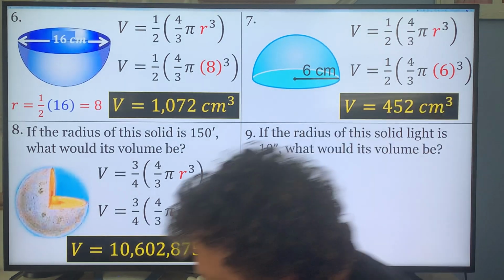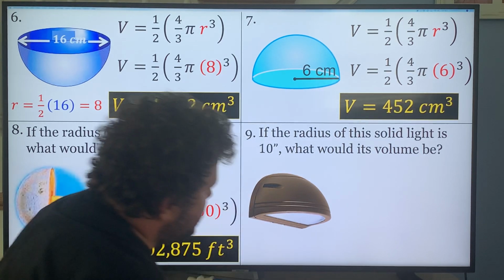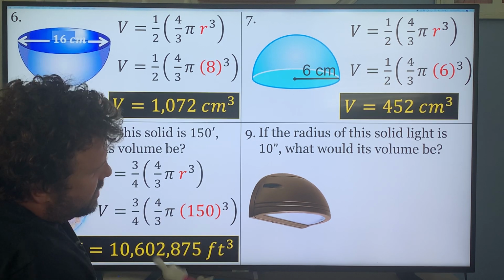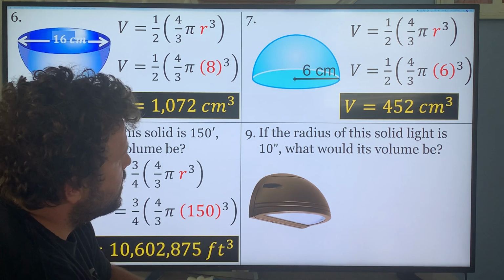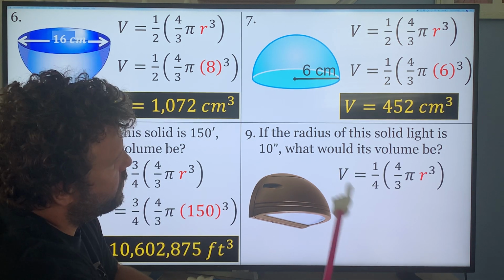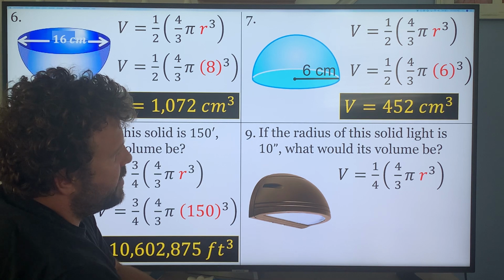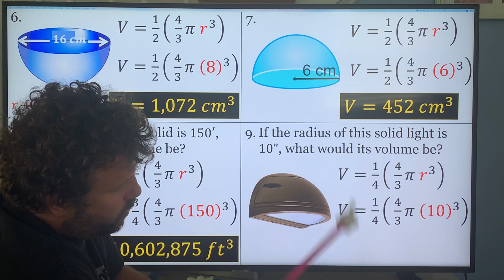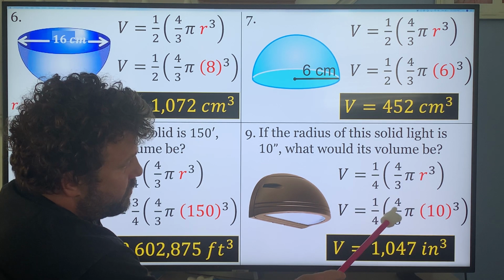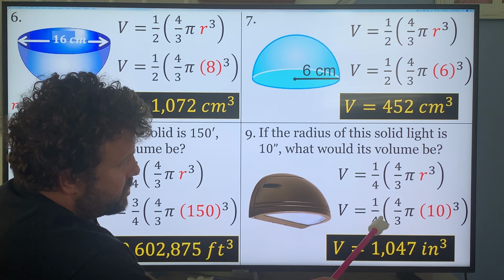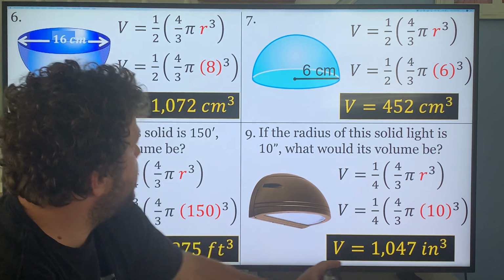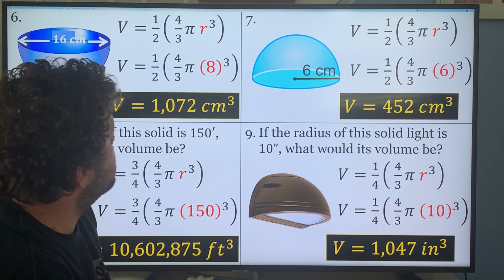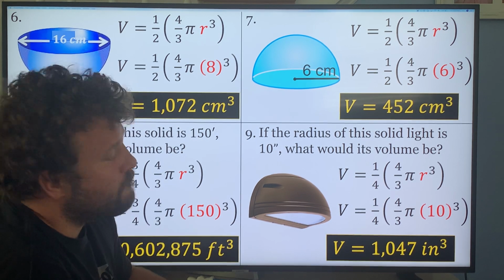All right, you got a little light here. This is a little light you put over some things. Does that look like half a sphere? No. Looks like you have a solid and a solid. So that's actually a quarter times 4/3 pi, 10-inch radius, 10 cubed. 1/4 times 4/3 is 1/3 pi, 10 cubed, which is 1,047 cubic inches. Are we all good?